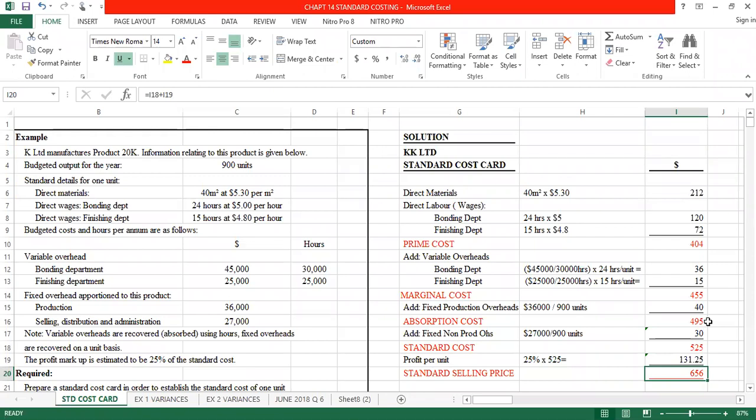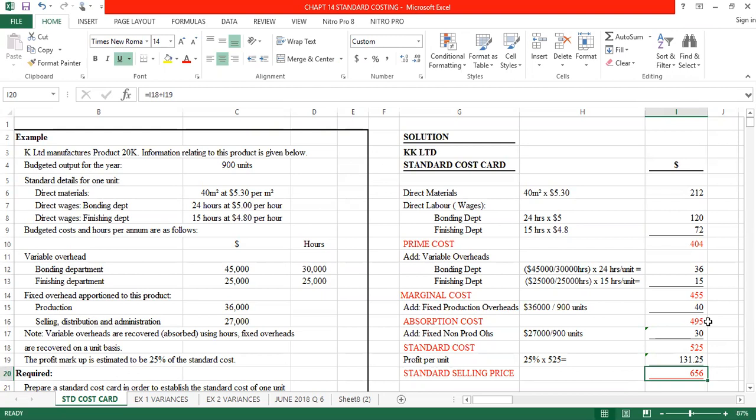So at the beginning of the year, you prepare a budgeted price. A budgeted price per unit of a product is called a standard cost card. So it helps you to budget for the price of a product before you start selling it. It helps you in planning for activities during the year.